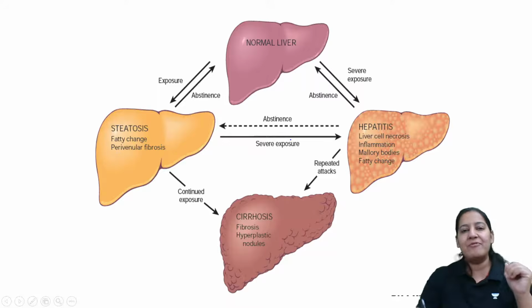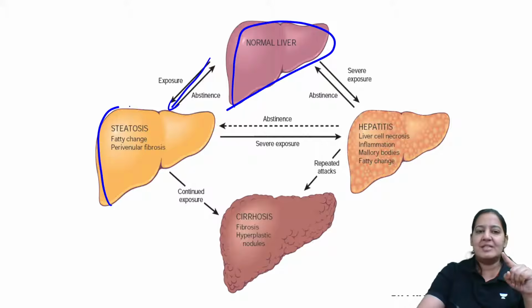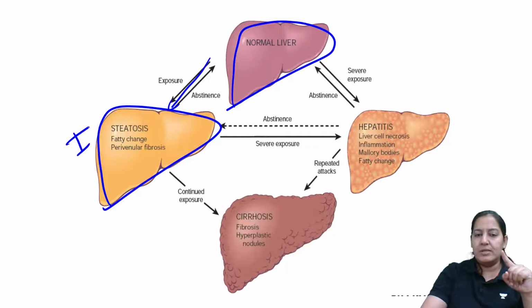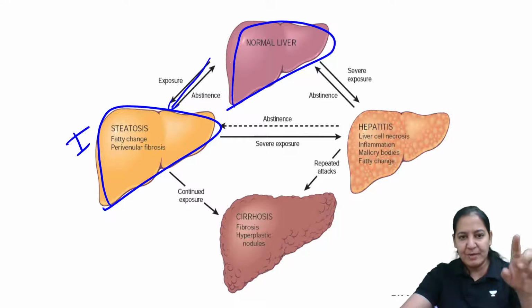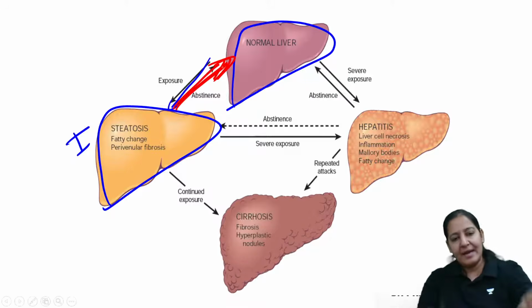So okay, see the diagram from the Robbins. You can see a normal liver. If someone is drinking alcohol, exposure is present. So the first stage is steatosis. This is stage 1, steatosis. Now see the arrow. I will advise this patient to do the abstinence, to quit alcohol. So it is reversible. And if the patient is not following my command, it will convert into stage 2.